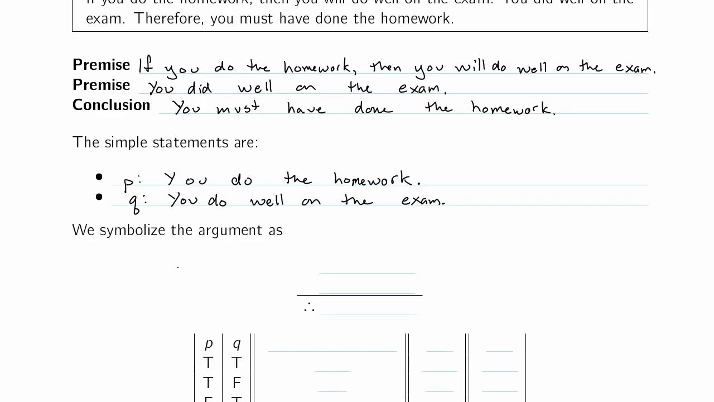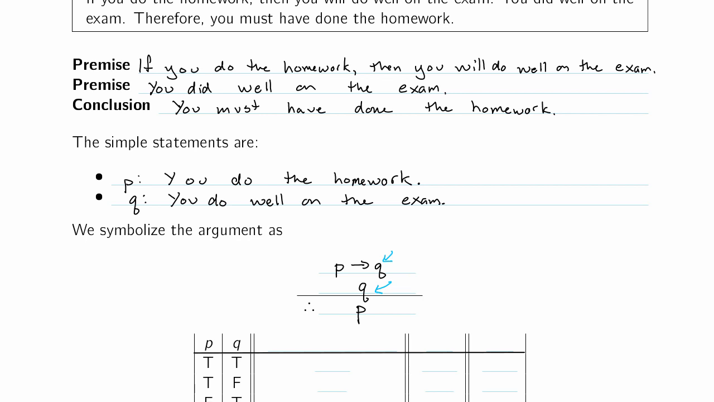Then our first premise, if you do the homework, then you will do well on the exam. That's if P, then Q. Our second premise, you did well on the exam. That's just Q put into the past tense. And then our conclusion, you must have done the homework. Well, that's just P. In the title of this page, we called this Affirming the Consequent, and the reason for that is, well, Q is the consequent, and our premise affirms it. It says that the consequent is true.